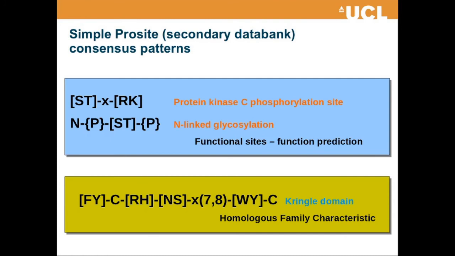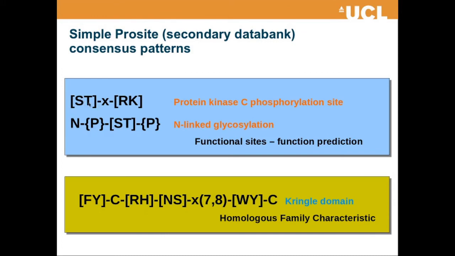Now, when I showed you the different options for doing searching to identify homologues depending on the sequence identity, I mentioned consensus patterns and profiles. So the ProCite secondary databank is a databank of consensus patterns. Now, those fall into two groups. Some of them are functional sites, which can be used for giving us information about protein function and things like post-translational modifications. So, for example, the square brackets here mean OR.